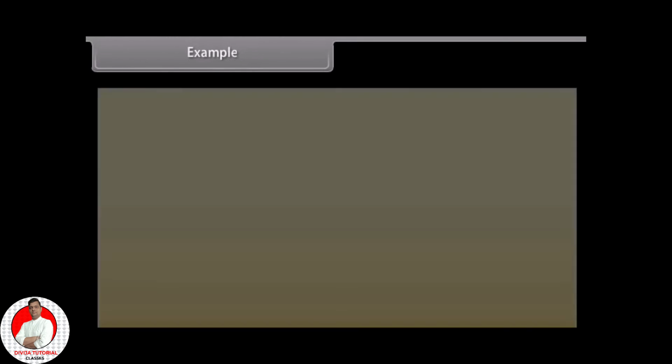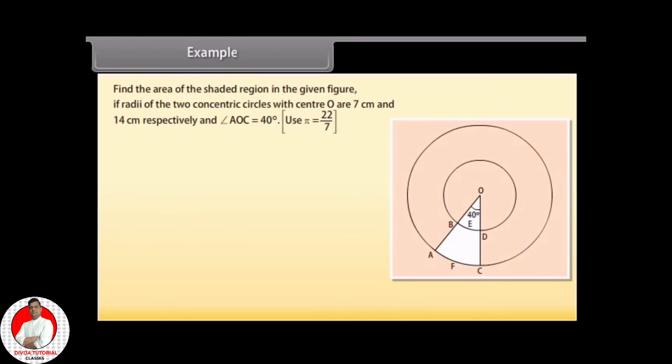Example. Find the area of the shaded region in the given figure if the radii of the 2 concentric circles with center O are 7 cm and 14 cm respectively, and angle AOC is 40 degrees. Use pi as 22/7. Radius of inner circle equals 7 cm. Radius of outer circle equals 14 cm.